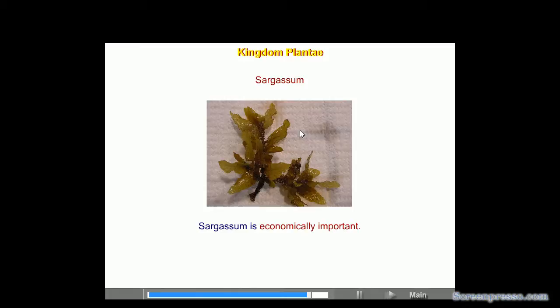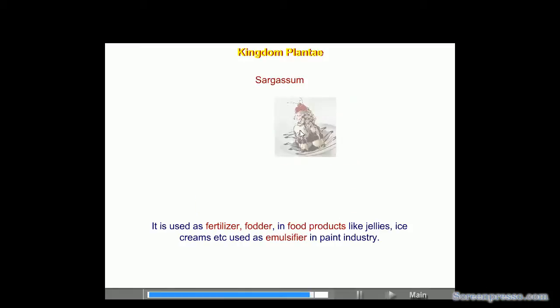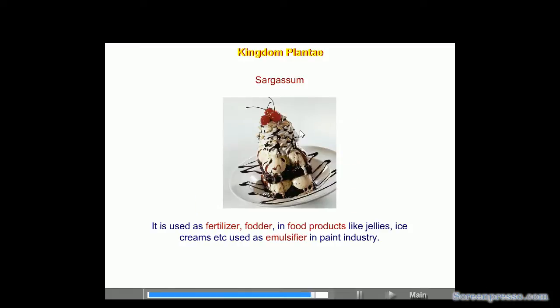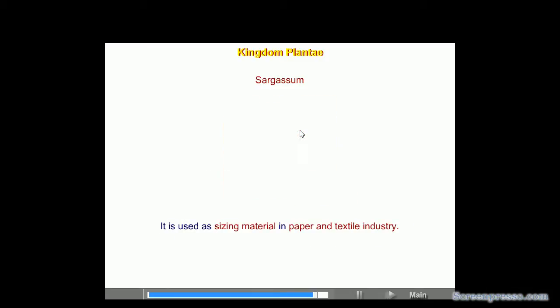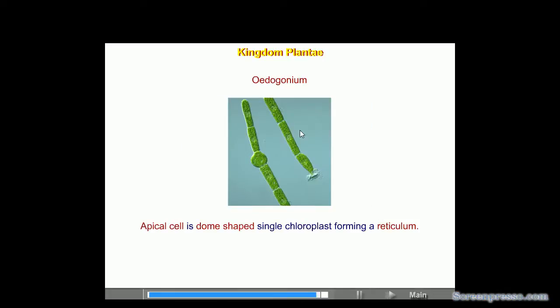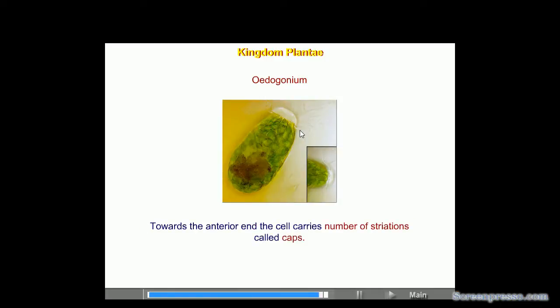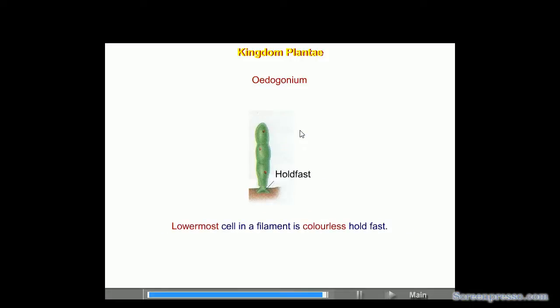Sargassum is economically important. It is used as fertilizer, fodder, in food products like jelly, ice cream, etc. Used as emulsifier in paint industry. It is used as sizing material in paper and textile industry. Oedogonium, multicellular, unbranched filament. Apical cell is dome-shaped, single chloroplast forming a reticulum. Towards the anterior end, the cell carries a number of striations called caps. They indicate the number of divisions the cell has undergone. Lowermost cell in a filament is colorless, holdfast.